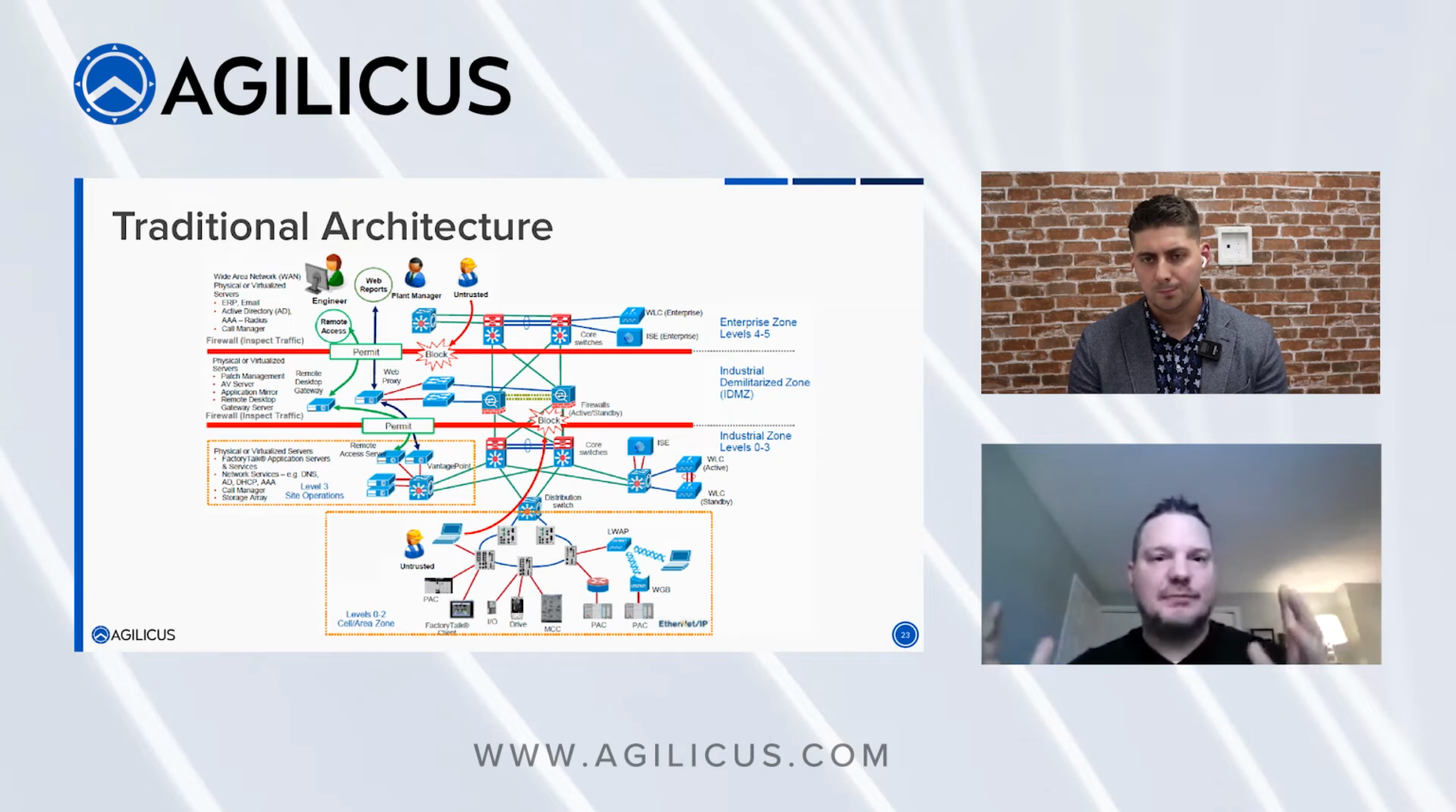So let's simplify this. Let's make access secure by default. Let's leverage what we know to be true, identity and resource access, and let's make the OT network work better. And I think that's really a good approach that we can deliver here at Agillicus.